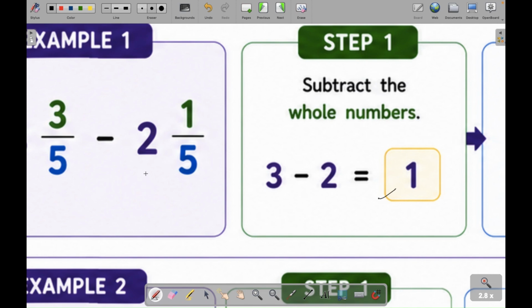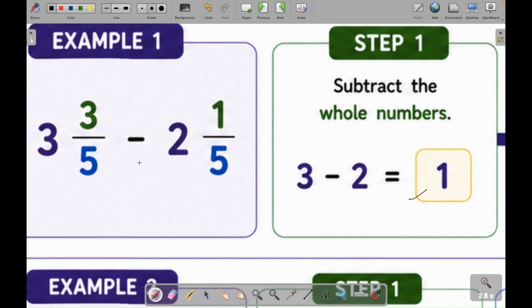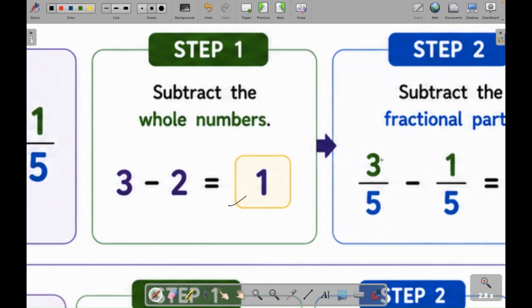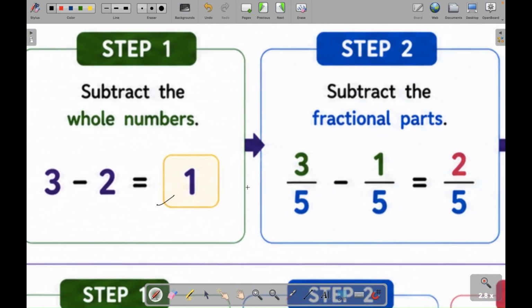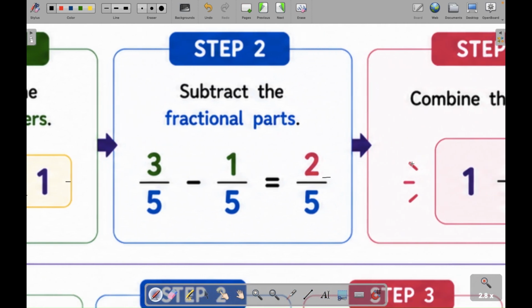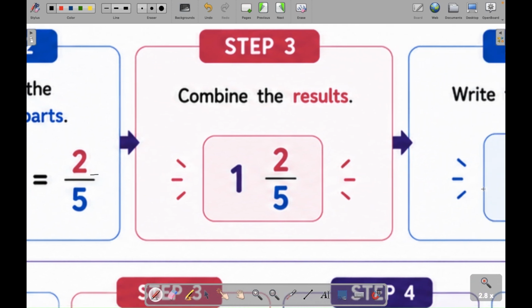The next step is to subtract the fractional part. In order to subtract the fractional part, this must be greater than this. So 3/5 minus 1/5 gives us 2/5. We got the whole part and the fractional part, we just combine them. So we'll get 1 2/5, which is the answer.